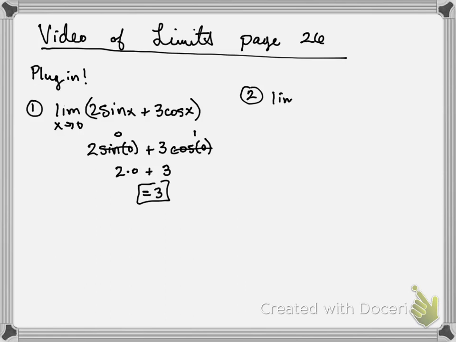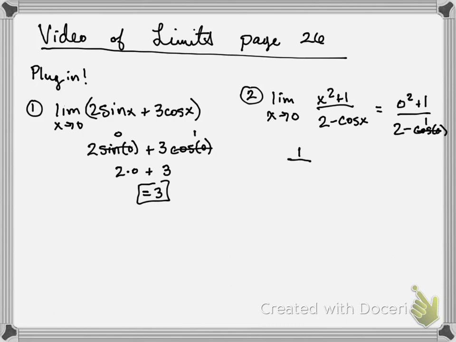So we have the limit as x approaches 0 of x squared plus 1 all over 2 minus cosine of x. All right, so again, let's plug 0 in. So 0 squared plus 1 over 2 minus the cosine of 0. All right, unit circle tells me the cosine, the x value at 0 is 1. So we have 1 over 2 minus 1, which is 1. So this limit is 1 as x approaches 0.